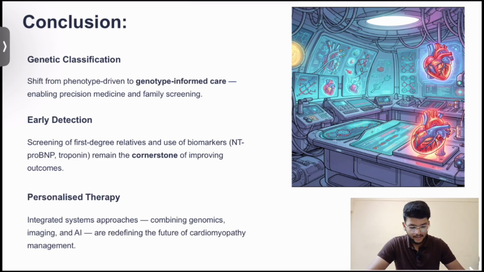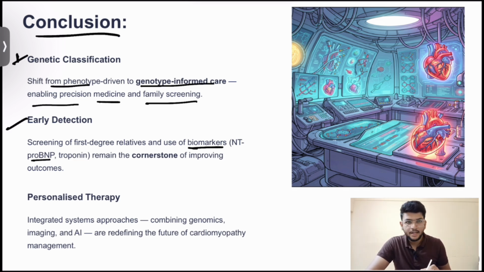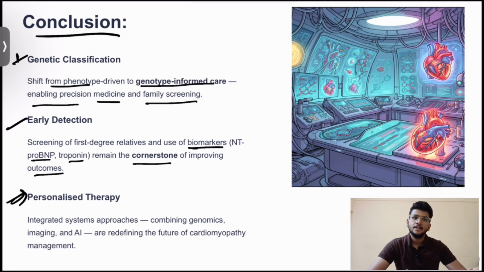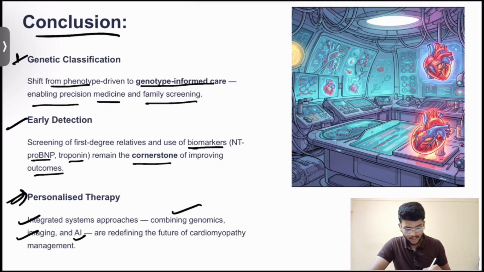Screening of first degree relatives and use of biomarkers like BNP and troponin remain a cornerstone for improving outcomes. Personalized therapy: every patient has a personalized therapy, with an integrated systems approach combining genomics, imaging, and AI, redefining the future of cardiomyopathy management.